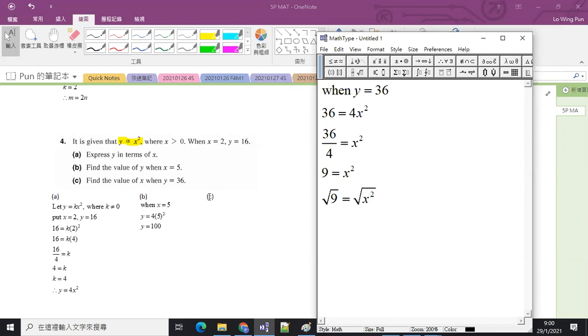So put a square root on both sides. Left hand side is a pure number, so it is just using calculator. It is 3. And then the right hand side, the square root and the square will be cancelled by each other, so it is equal to x.